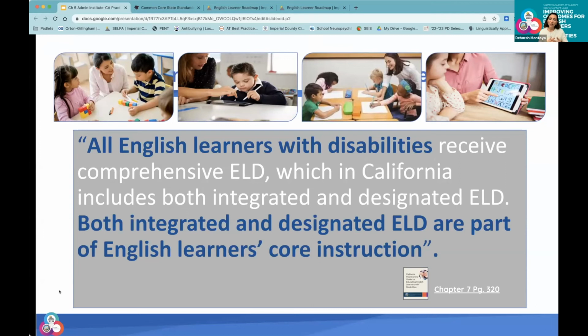Where will the child receive designated ELD? Whether it's in a general education environment with supports and services and accommodations, perhaps, or truly in the special education setting. Again, that student may have more extensive needs. But that again is the IEP decision based on the individual child. Next slide.